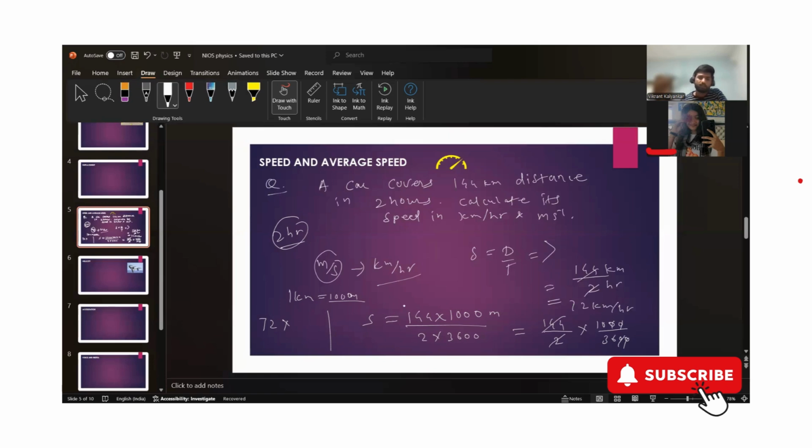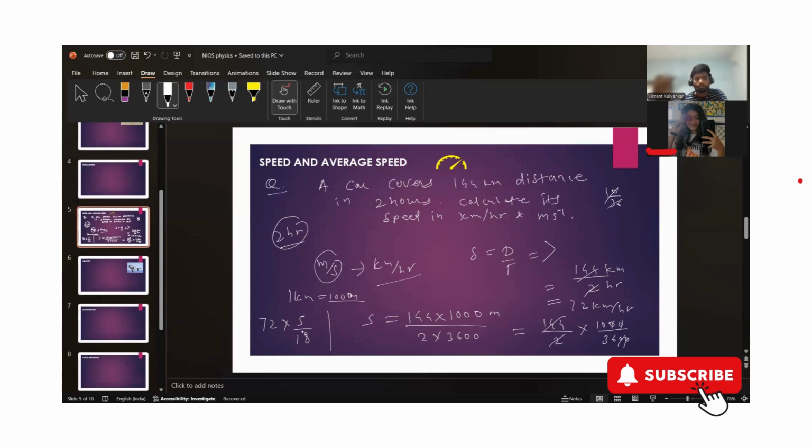10 by 36. Again, you can simplify. Just divide by 2. Divide what with 2? This 10 and 36. You are having 10 by 36 here, right? So you can simplify. 5 by 18, right? Are you getting it? Okay, yeah.